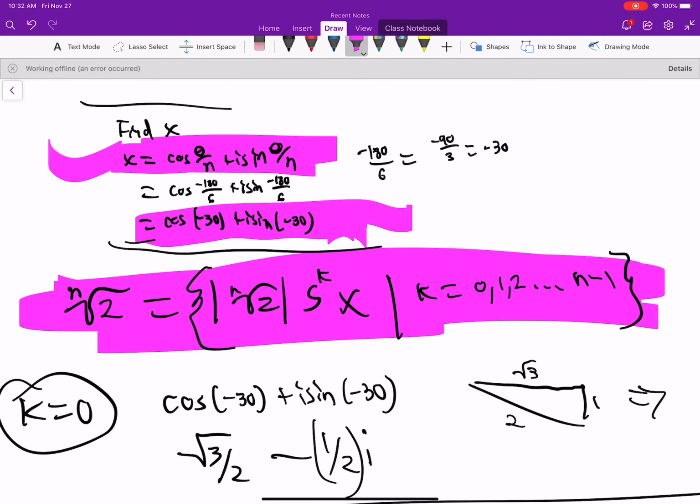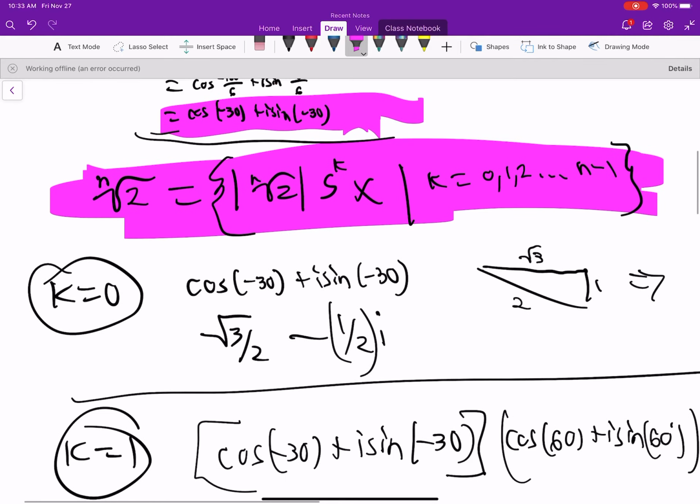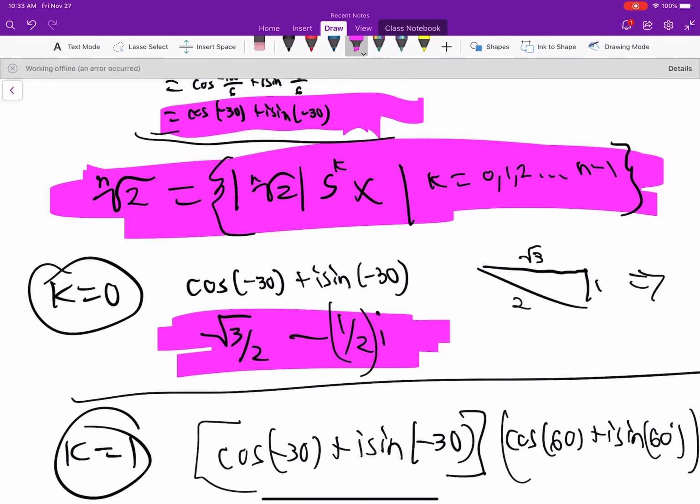So then I just go for it. I find cosine -30 plus i sine -30, and at this point the s value is 1, because we're doing s to the 0 power, which is 1, so I don't need to worry about that s. I just need to worry about the x and the modulus, which is just 1. So I just need to worry about the x. So I find this, and it's looking good.